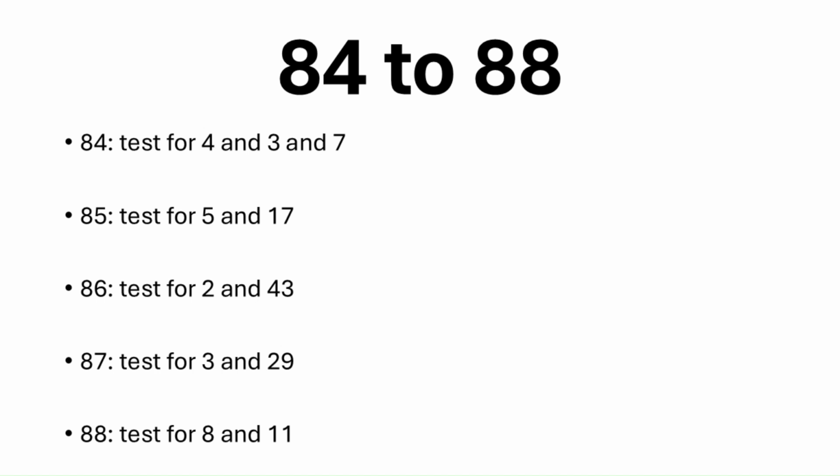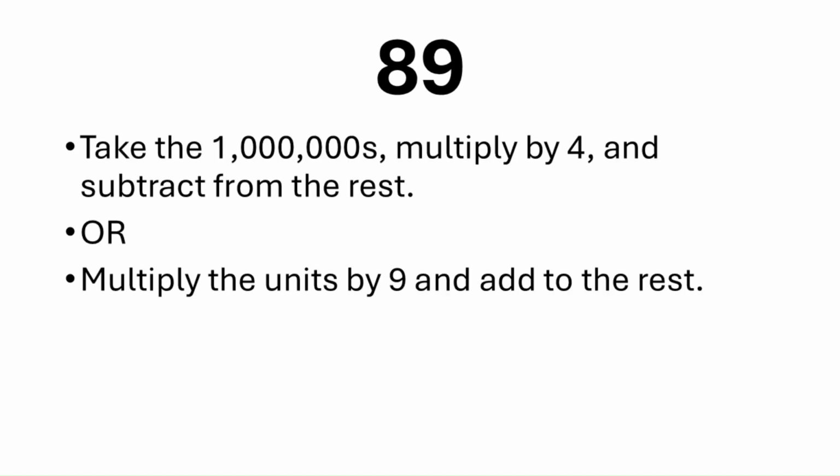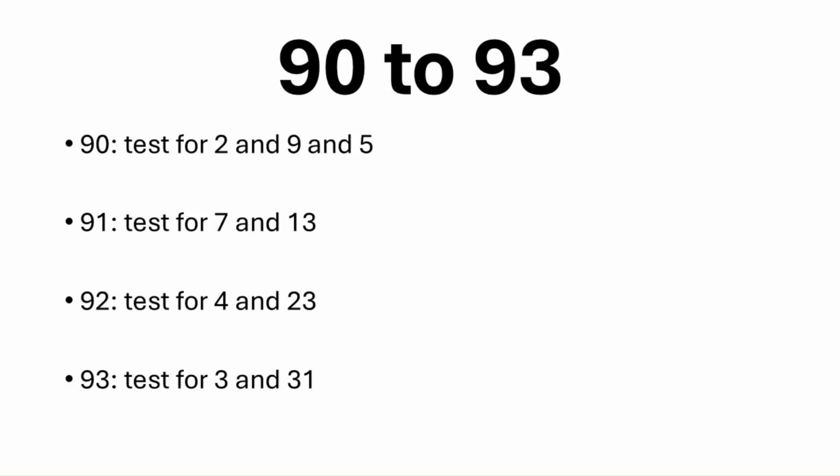88, test for 8 and 11. Take the 1 millions, multiply by 4, and subtract from the rest. Or multiply the units by 9 and add to the rest. 90, test for 2 and 9 and 5. 91, test for 7 and 13. 92, test for 4 and 23.